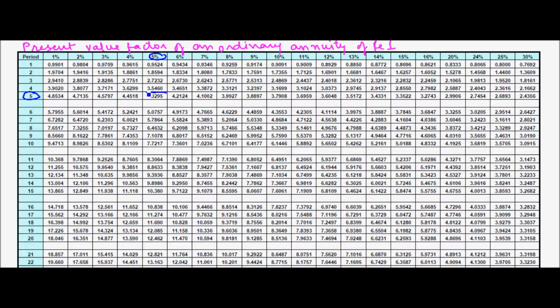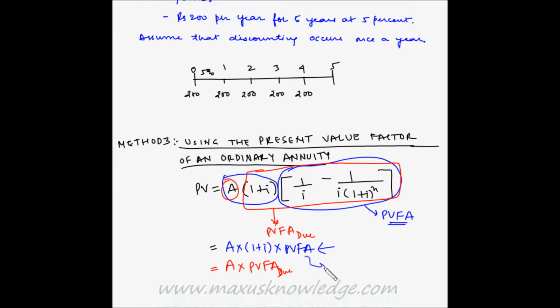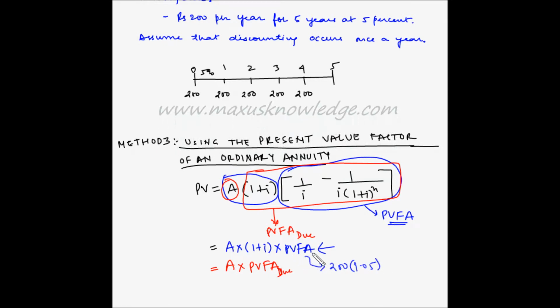So the present value factor is the value at the intersection of this row and column, which is 4.3295. So let us use this value to find out the present value in our case. Let us plug in the values in this formula. A is 200 into bracket 1 plus I, so 1.05, into the present value factor of an ordinary annuity, which we found out to be 4.3295.